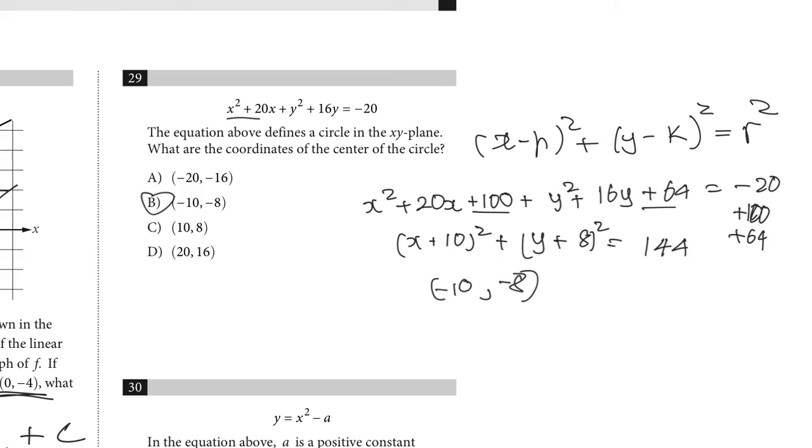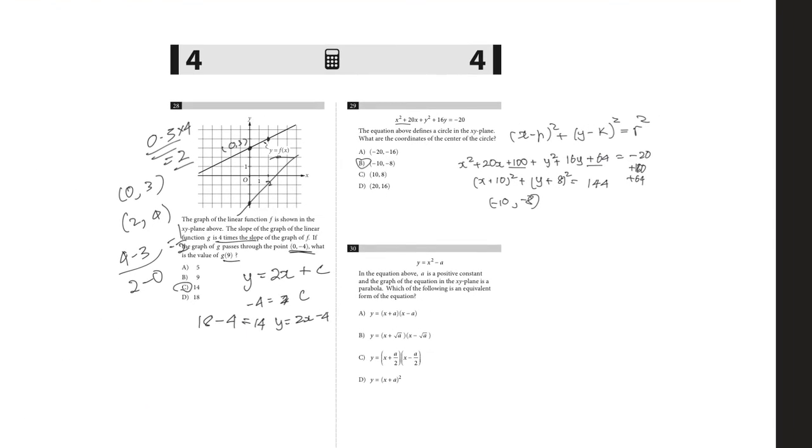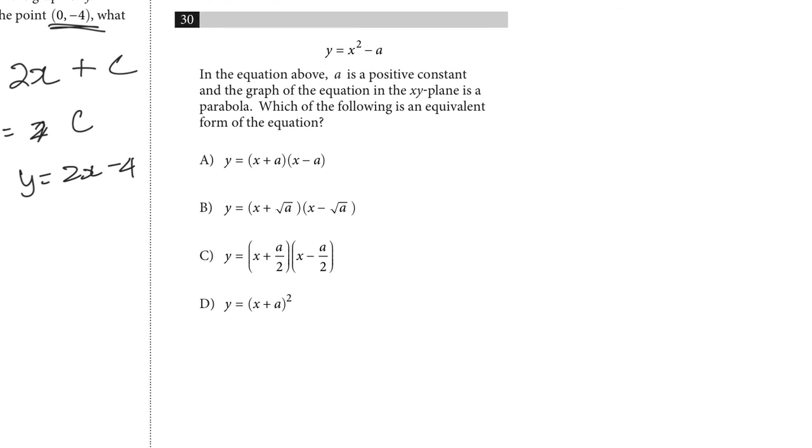Alright, let's move to the next page. Oh, we still have one more question. y equals x squared minus a. In the equation above, a is a positive constant, and the graph of the equation in the xy plane is a parabola. Which of the following is an equivalent form of the equation?